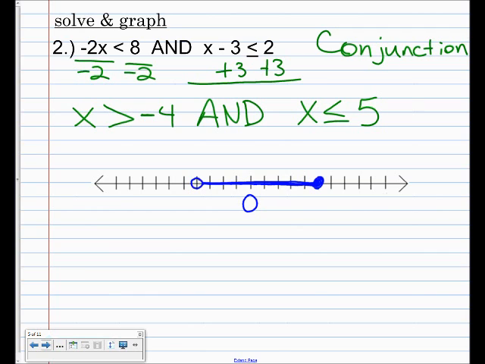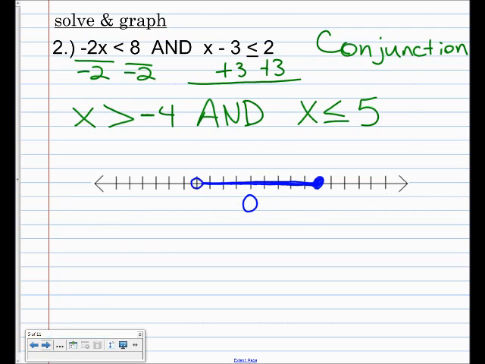What's a possible answer, Marcelo? 1. How do you know that that's definitely going to work? Because it's inside the shaded area, right? Where our solution set is. Okay, as long as you pick a number in there, you're good.